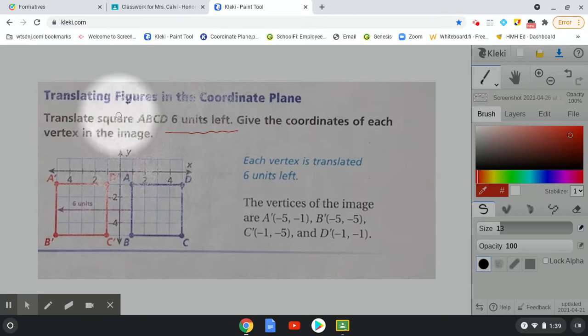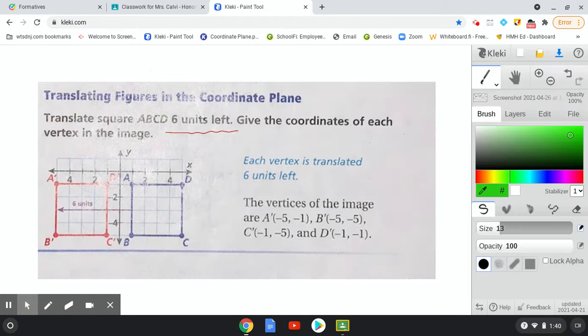So I'm starting with A. So I am going to go 1, 2, 3, 4, 5, 6. And that's where my A prime lands. I'm going to do that with every other point. So let's go for B, 6 units to the left. 1, 2, 3, 4, 5, 6. That would be my B prime. Same thing with my D.